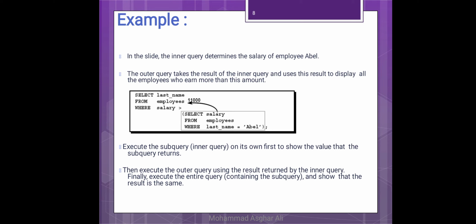It shows how you fetch the query within another query. Execute the subquery on its own. First, show the value that the subquery returns. That means it displays the salary whose last name is Abel. Then execute the outer query using the result returned by the inner query. Finally, execute the entire query containing the subquery and show that the result is the same.